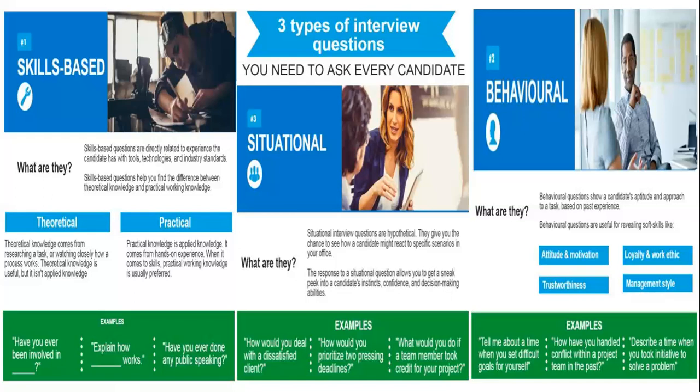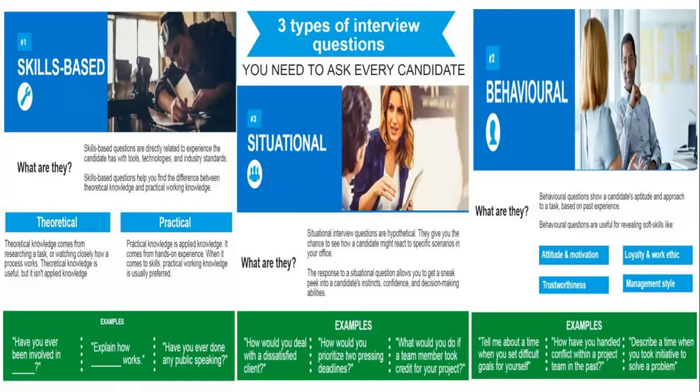And the third is situational questions. Situational interview questions are hypothetical. The candidate is given a scenario that you are in that office and you are in that situation, what will be your strategy, how will you deal with that situation. So that's what we get. How would you deal with the dissatisfied customer? For example, we are looking for a sales manager. So there is a dissatisfied customer or client. So how are you going to deal with that?